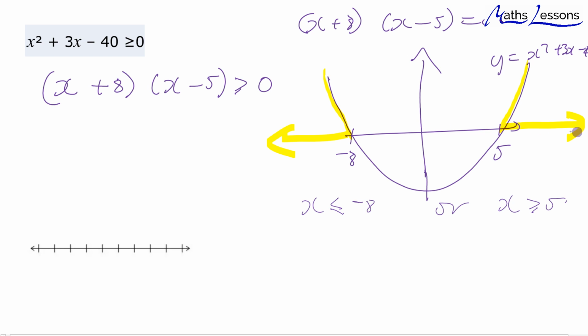Okay, and actually what I've done there is almost illustrated what we're going to put on the number line. So I'm going to put 5 there, draw a line, arrow, minus 8, not very neat, draw a line that way, that illustrates our inequality.